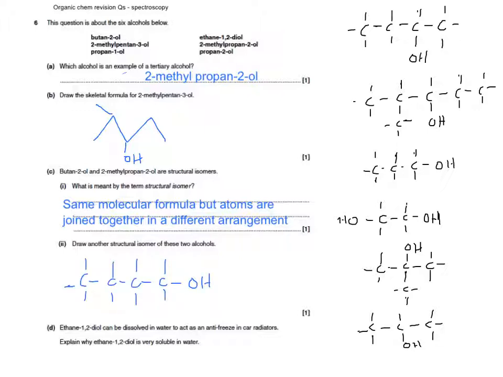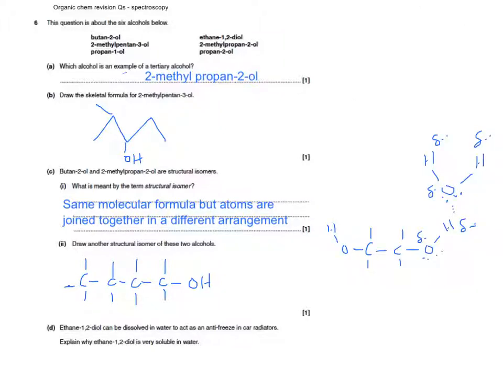A third isomer of these two alcohols would be quite similar to this version, except the OH group would be on the end. It'll be called butan-1-ol. The last question is about ethane-1,2-diol, and that would be this molecule here. The solubility of this compound comes from its ability to use the OH group, the alcohol group, to hydrogen bond with adjacent water molecules. And you might show this in this kind of diagram as well as writing about it.